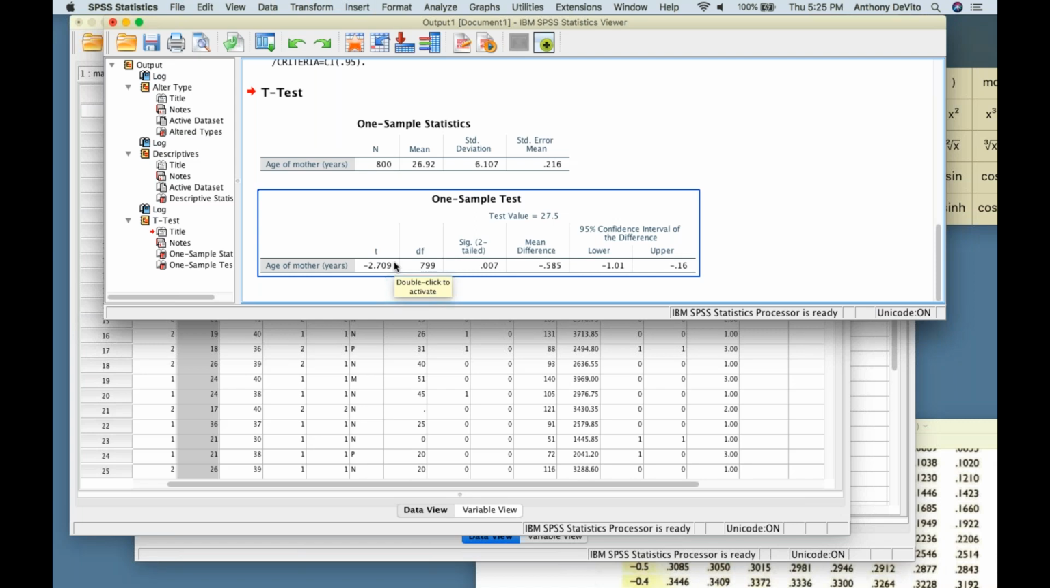SPSS takes this one step further. Remember, we looked at how big the tails were when we looked at how far apart the two means were. If you go over to significance, this is the actual probability that you would be wrong if you reject the null hypothesis. And the actual probability is 0.007, 0.7%. So in other words, there's less than 1% chance we would have been wrong if we reject the null hypothesis. That's the same thing as looking at the t-score and saying it's exceeding the critical value.